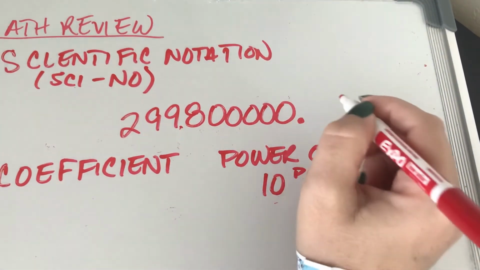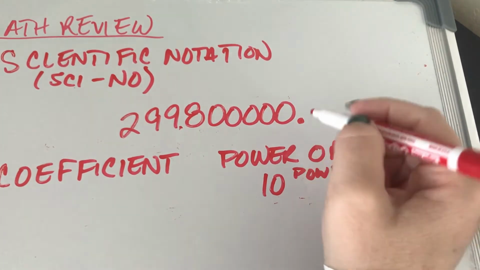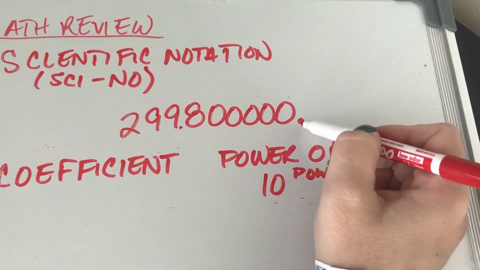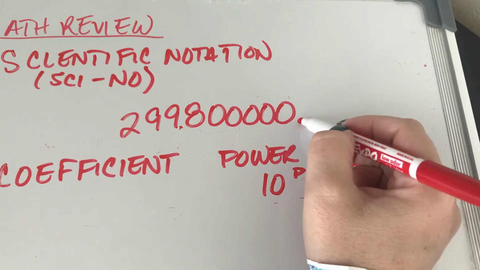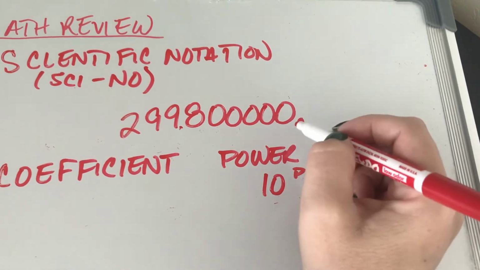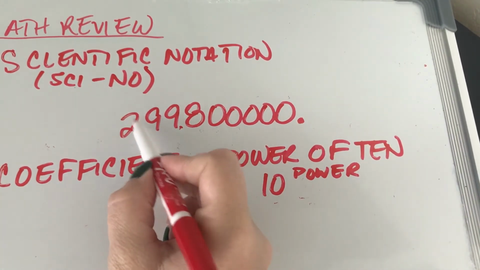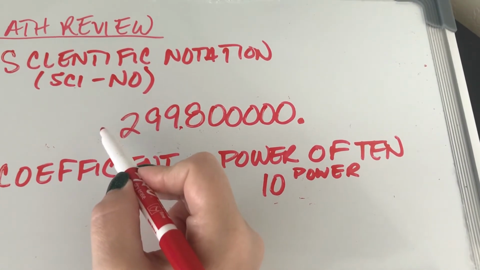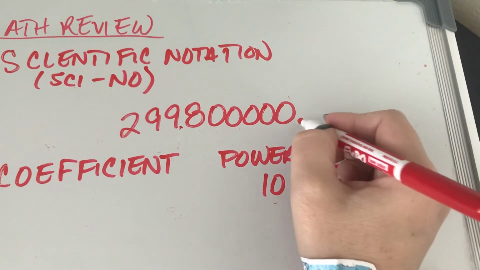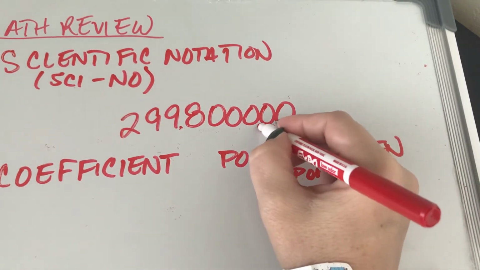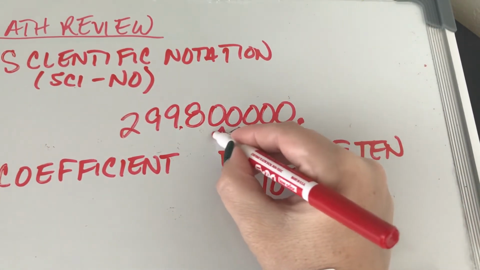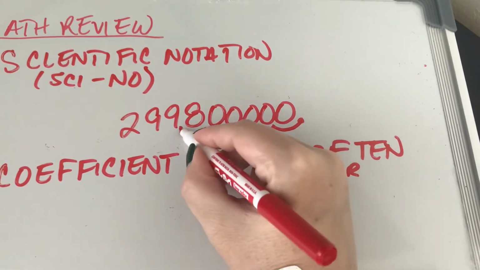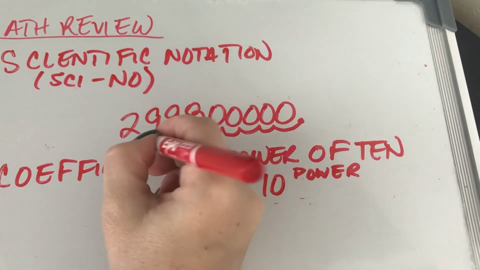So there's an invisible decimal place out here, and in order to put this into scientific notation, I need to move the decimal place over until I get one non-zero digit out front. Okay, everybody all right with me on that? So I would go 1, 2, 3, 4, 5, 6, 7, 8.